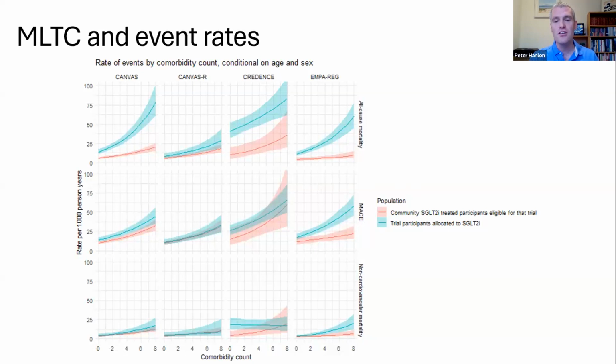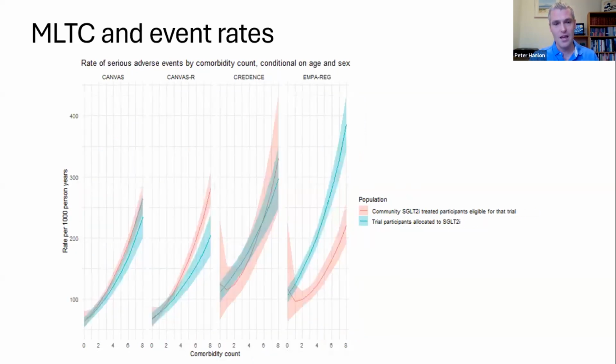So these are not selectively healthy populations. They probably are selectively cardiovascularly unwell populations. So they're not exactly like the people in routine care, but they're certainly not selectively healthier. And then this is the serious adverse event rate, which is similar to the slide before.